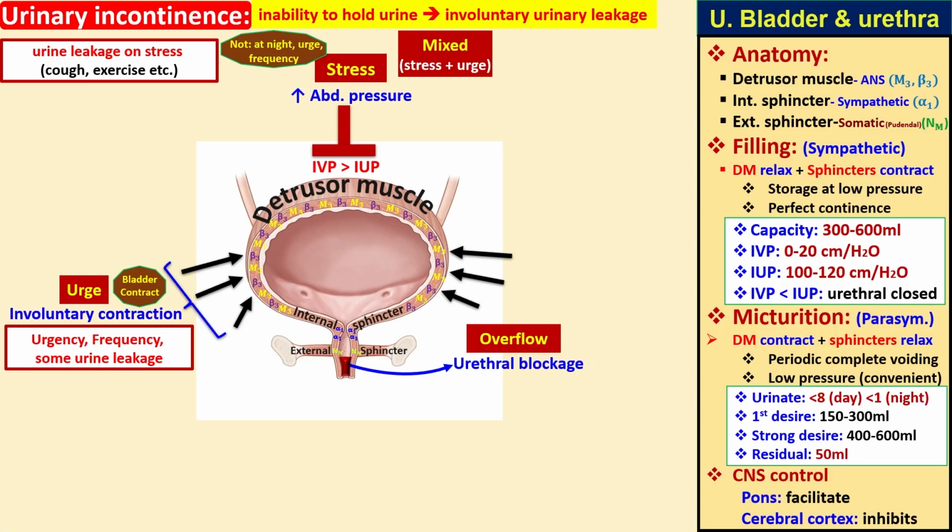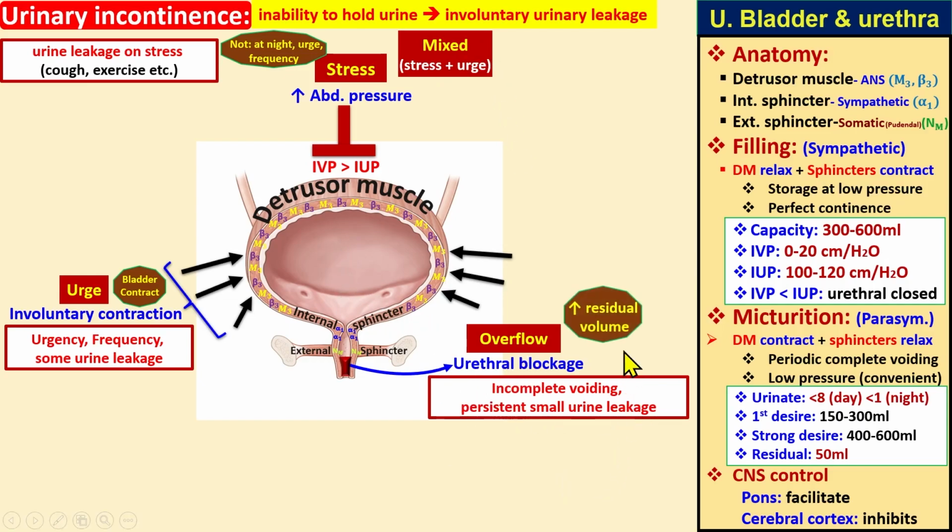Some urine comes in the form of drops. It's not due to contraction, it's due to overflow. It's incomplete voiding, meaning the patient does not completely urinate, and there is persistent small urine leakage due to overflow. What is the clue point? The clue point is increased residual volume. What is normal? Normal is less than 50 ml. If it's greater, it may reach up to 1000. So it's a condition of overflow. This is the fourth one.